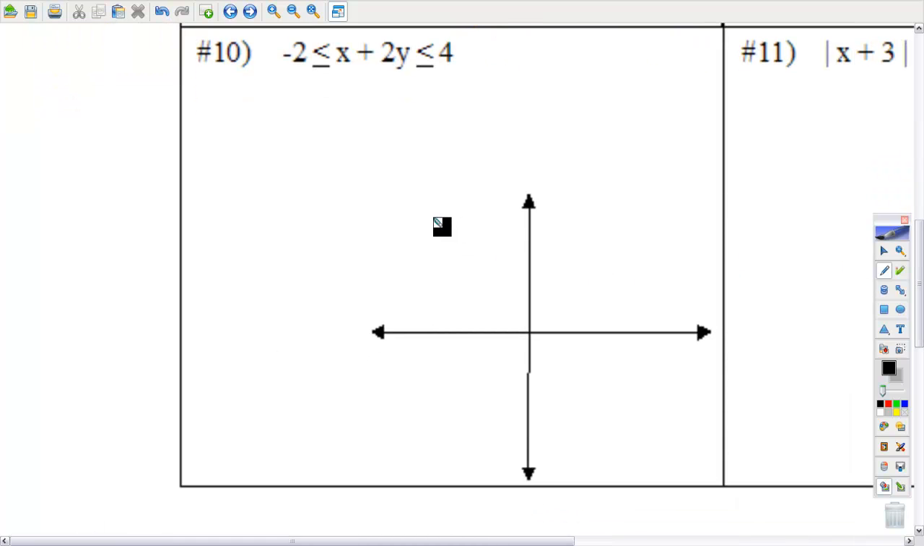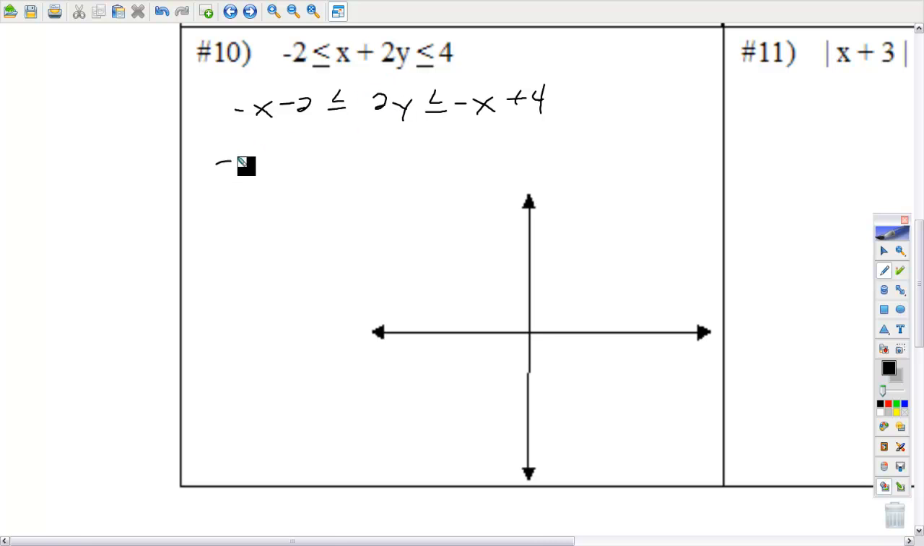Number 10 is a compound inequality. Nothing to be ashamed of here. Get y by itself like we did the other problems. We're going to subtract x from all three sides, the left, the middle, and the right. So it gives me -x minus 2 less than or equal to 2y less than or equal to -x plus 4. Treat a compound inequality like you would an inequality. Instead of just doing it to two sides, you do it to all three parts, left, middle, and right.